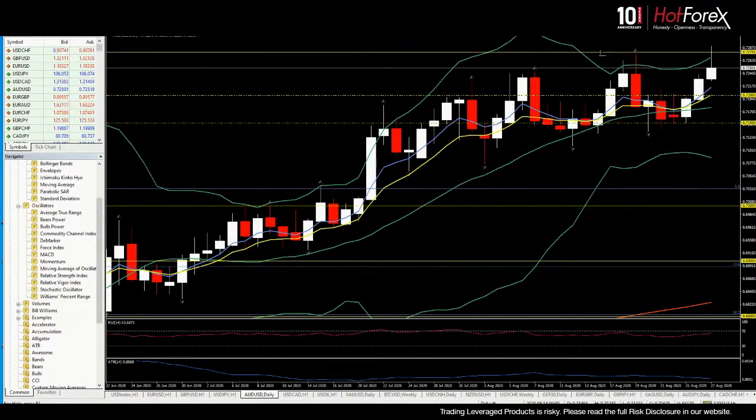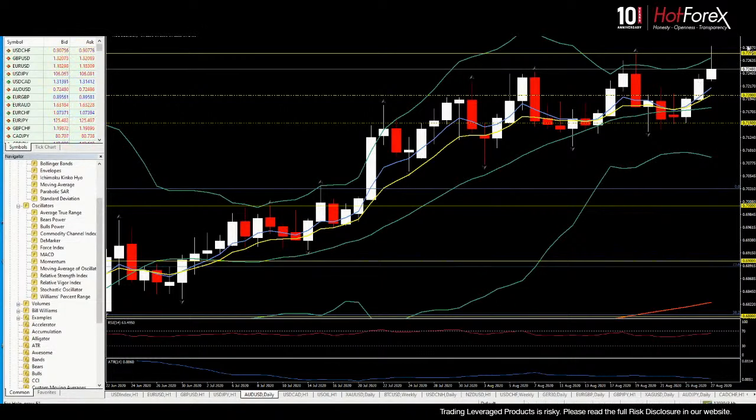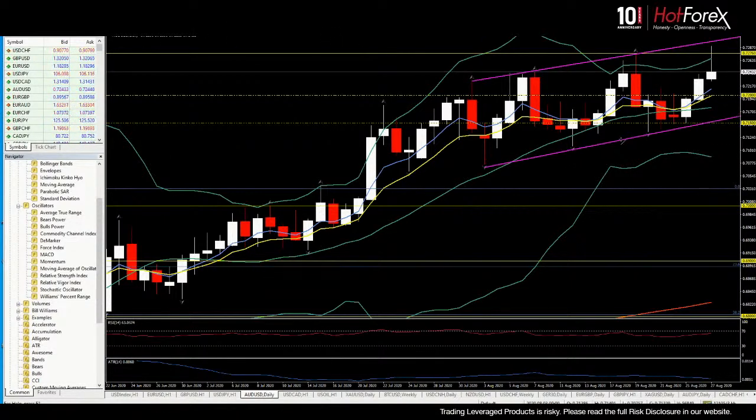Actually broke the latest high at 0.7276. So that was another higher high for Aussie dollar, with higher lows as well. So can you see this kind of channel, guys? Upwards channel, so posting higher highs, posting higher lows. So that suggests that the overall outlook for Aussie remains positive.